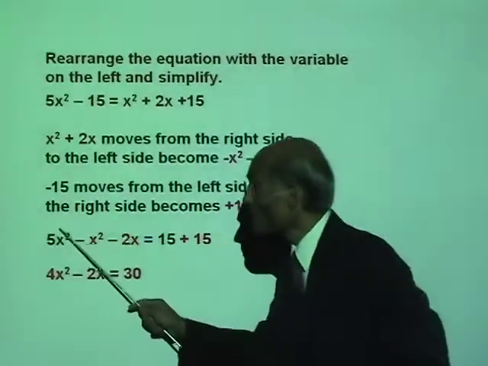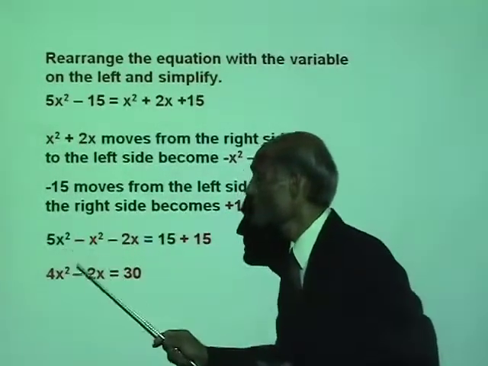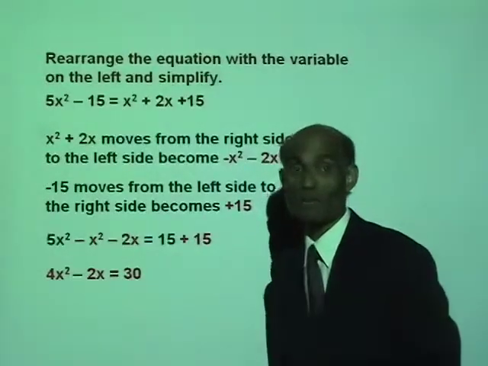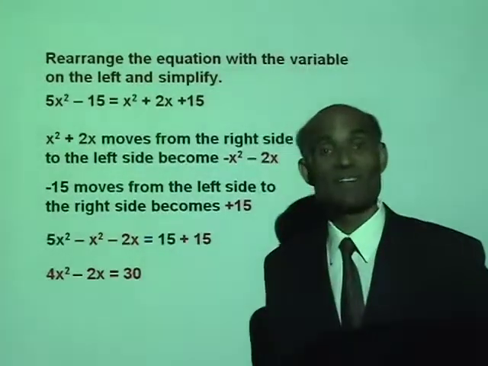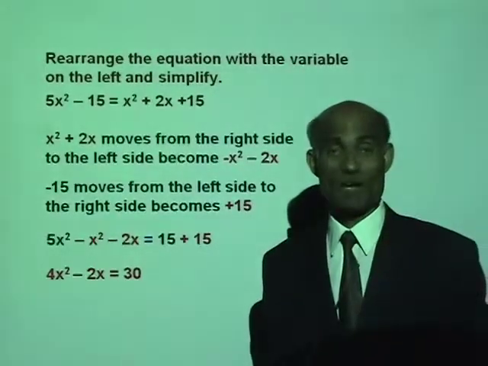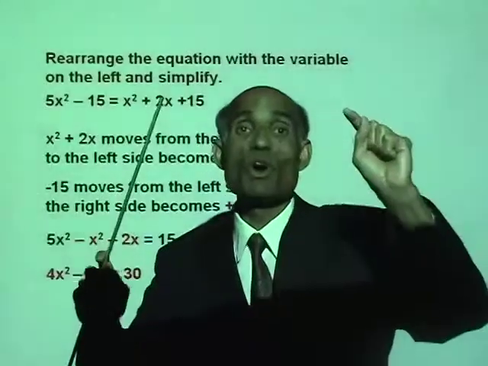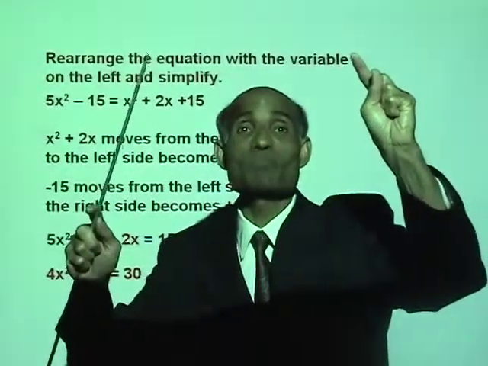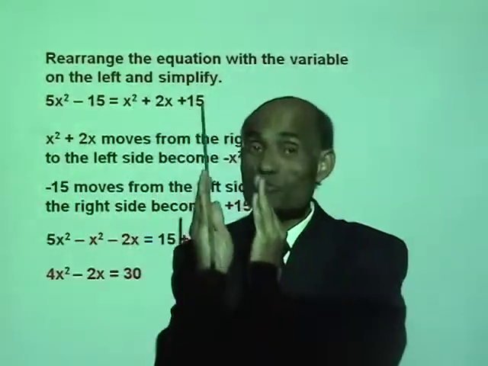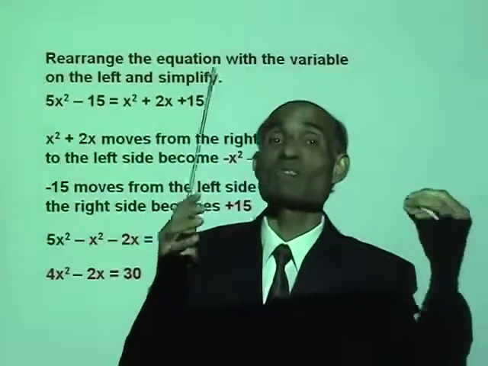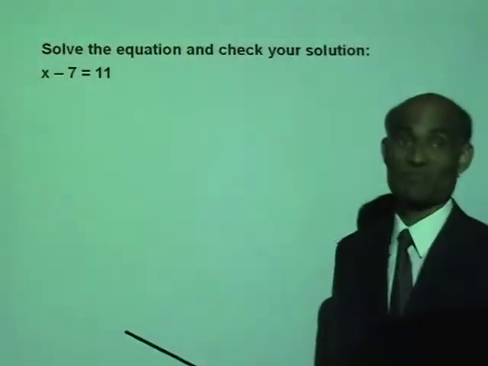Now combine. 5x squared minus x squared is 4x squared. So the left hand side now is 4x squared minus 2x. And the right side is 15 plus 15, that is 30. Okay? Are you getting that skill? You see, once you practice this, you don't need to go and add or subtract numbers from both sides. You can avoid doing that once you know how to move terms from one side of the equation to the other. It is a much better way to solve equations.